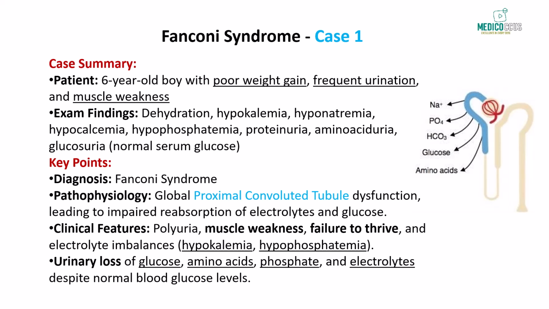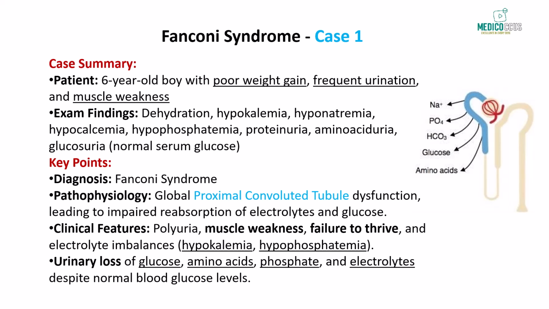These findings are characteristic of Fanconi syndrome, a disorder where the proximal convoluted tubule of the kidney is unable to properly reabsorb substances like glucose, electrolytes, and small proteins. This leads to their excessive loss in urine, causing the electrolyte imbalances observed. The glucosuria with normal serum glucose levels is a key indicator of proximal tubular dysfunction because the regulation of blood glucose is independent of kidney reabsorption.